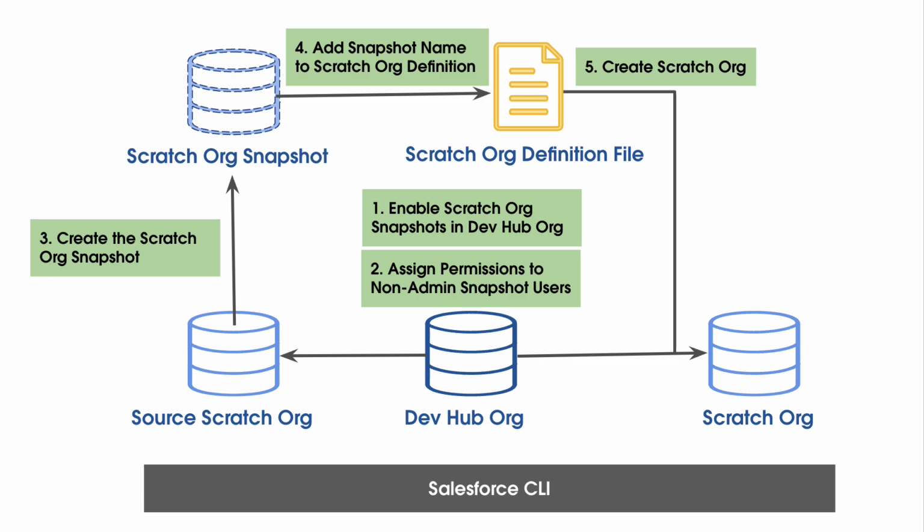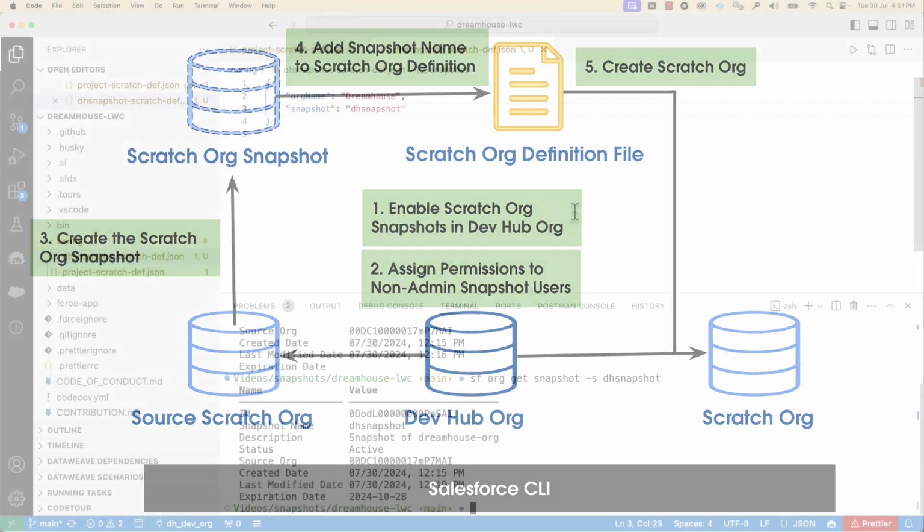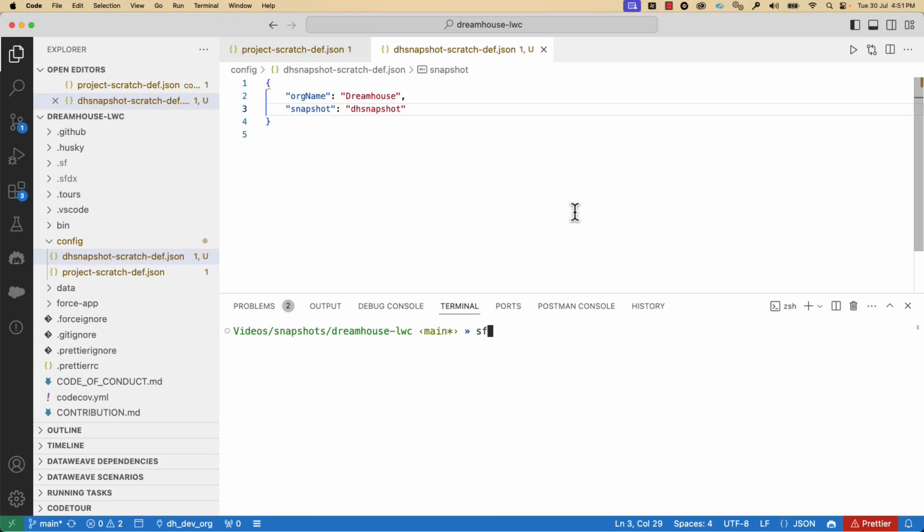The next step is to create the scratch org. Let's go back to VS Code. We can create the scratch org using the sf org create scratch command. Let's specify the path to the scratch org definition file, which in our case is config/dhsnapshot-scratchdev.json. We'll also assign an alias to our scratch org. For example, let's say dhtestorg.